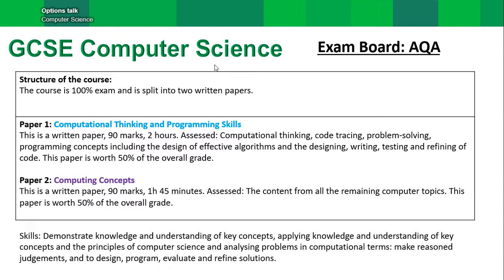Both papers are sat in the summer of Year 11. The skills the examiner is looking for is for pupils to demonstrate knowledge and understanding of key concepts, applying knowledge and understanding of the key concepts and principles of computer science, and analysing problems in computational terms, making reasoned judgments, and to design, program, evaluate, and refine any programming solutions they may have written on their paper.